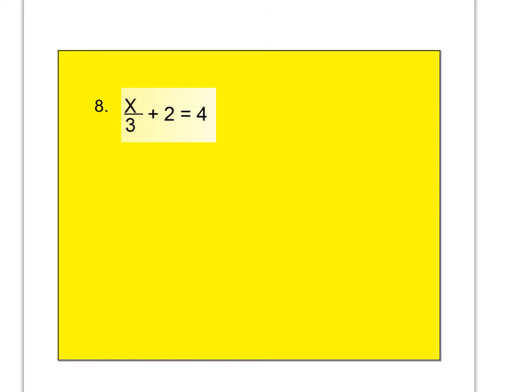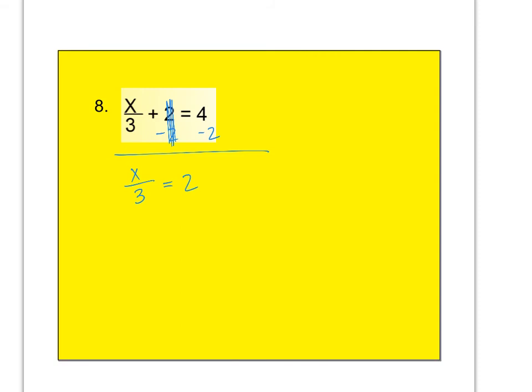We want to move the 2 away from the x. I notice it's a positive 2, so I'm going to do the opposite. I'm going to minus 2. Now that's going to cancel out this. I still have x over 3 on the left, and on the right, 4 minus 2, which is 2. And now we're on step 4, which says multiply or divide to cancel out the coefficient.